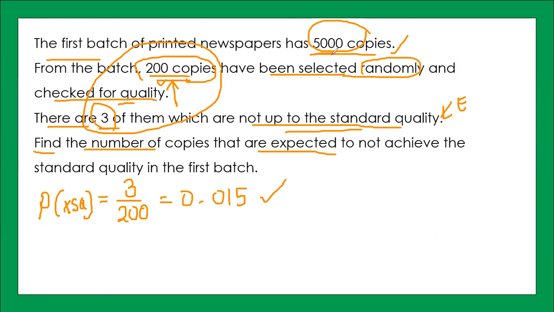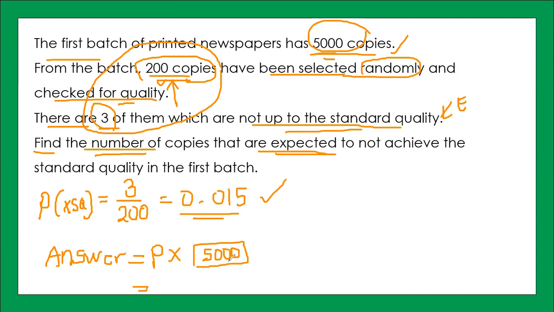Now, what about our 5,000 copies? How many are expected to not achieve that quality? So the answer would be: take your probability and multiply it with your quantity. Your quantity here is 5,000. That's right, Gloria. So what's your probability? Probability 0.015. That's like your ratio, you know. If I want to change this into a percentage, what will I say? 1.5%, correct? 1.5% of these magazines are going to be bad.